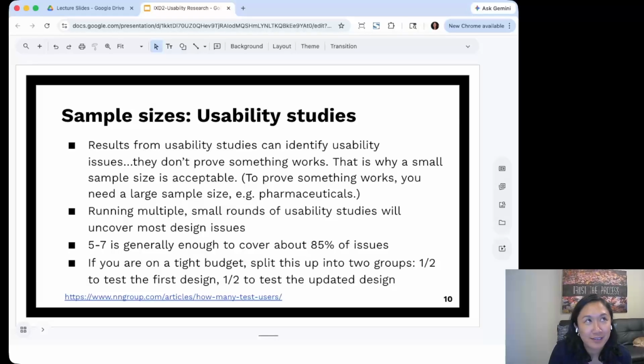However, usability studies do not prove that something works well. They just tell you if people can use the tool that you've designed, or the app or website you've designed, but it also tells you mostly what doesn't work. And because of that, you can usually have a much smaller sample size. So typically, the rule of thumb is around 5 to 7 testers will help you uncover about 85% of the issues that you will have with your design work.